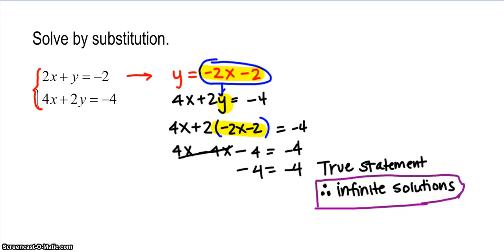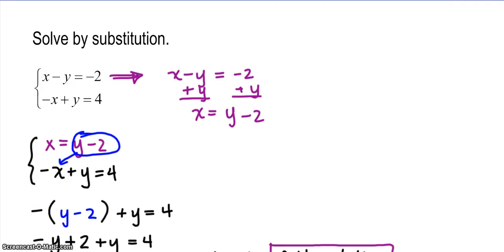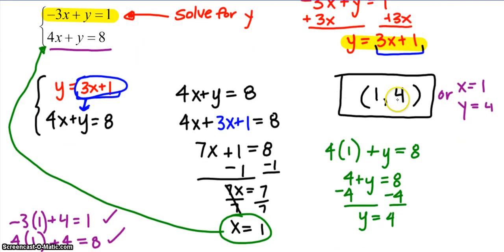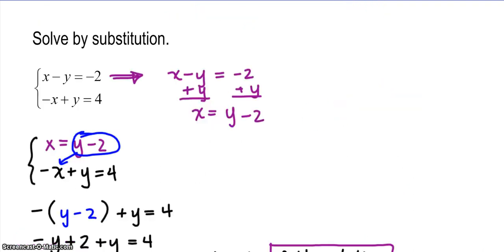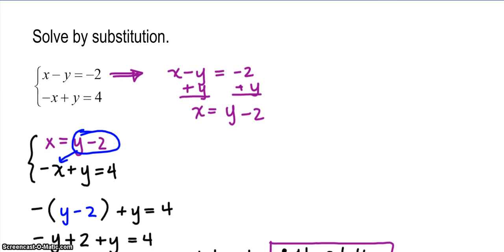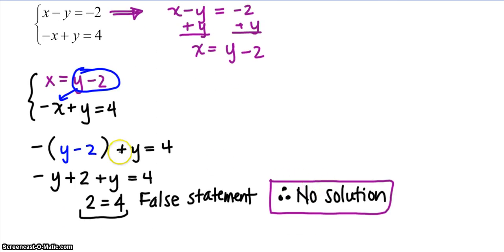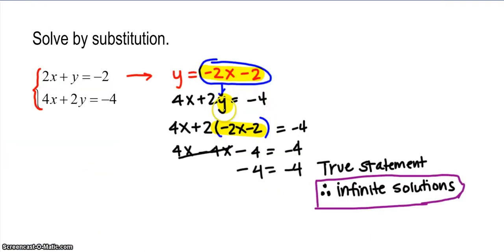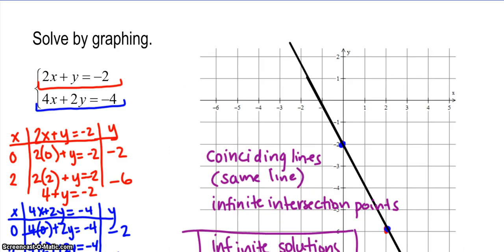So we've had the example in which we had one intersection point, which was (1, 4). We had the example of no solution, where we ended up with parallel lines that did not intersect. Now we have an infinite number of solutions in which we have coinciding lines.